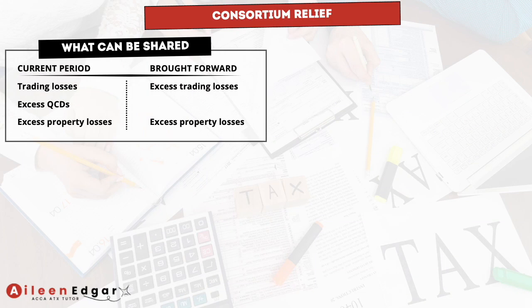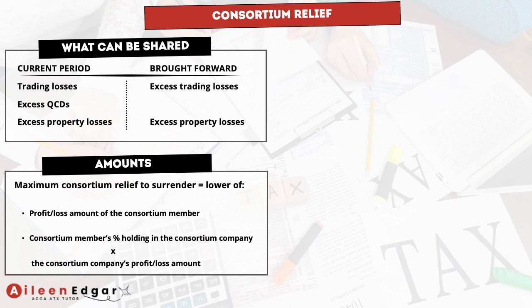The same types of losses are available for consortium relief as we saw for group relief earlier, and we also have the same rules that apply to do with how much the claimant company can take with regards to companies with different accounting period end dates. But we do have quite a difference when we're looking at the amount of losses that can be surrendered, because we have to take account of the percentage shareholding relationship between the consortium company and the consortium member, and we don't have to do that when we're looking at group relief or chargeable gains groups.